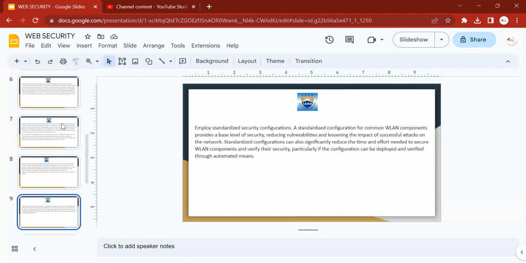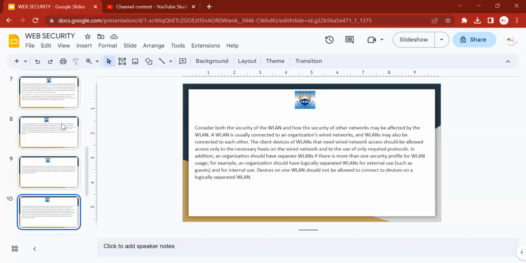Employ standardized security configurations. A standardized configuration of common wireless local area network components provides a base level of security, reducing vulnerabilities and lessening the impact of successful attacks on the network. Standardized configurations can also significantly reduce the time and effort needed to secure wireless local area network components and verify their security, particularly if the configuration can be deployed and verified through automated means.